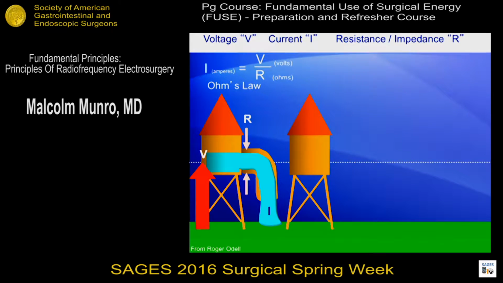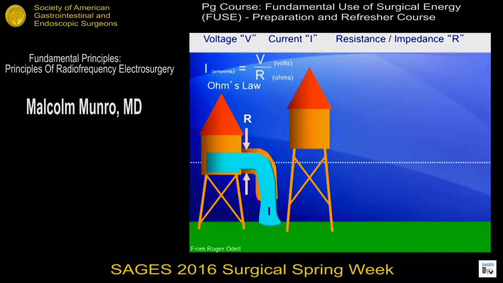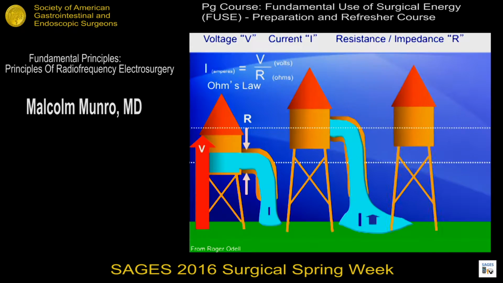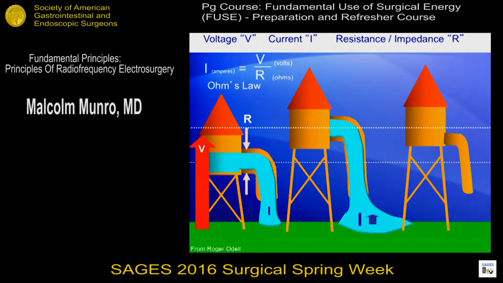Now, if we wanted to get more flow, what would we do? Well, we would elevate the tower. And what does that like in surgery? Well, that means we would be increasing the voltage. And when we do that, we get greater flow or greater current. And if we encountered impedant tissue, or we wanted to reduce the amount of flow, we would narrow the spigot. So the spigot's narrowed down, and despite the voltage being the same, there is less flow.